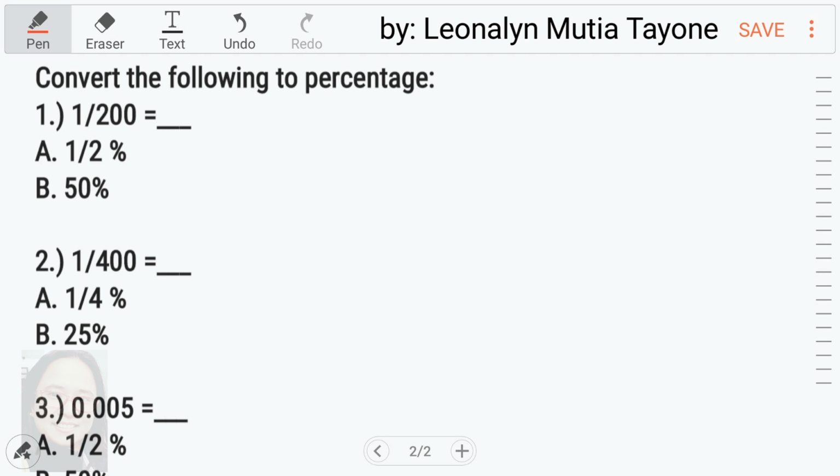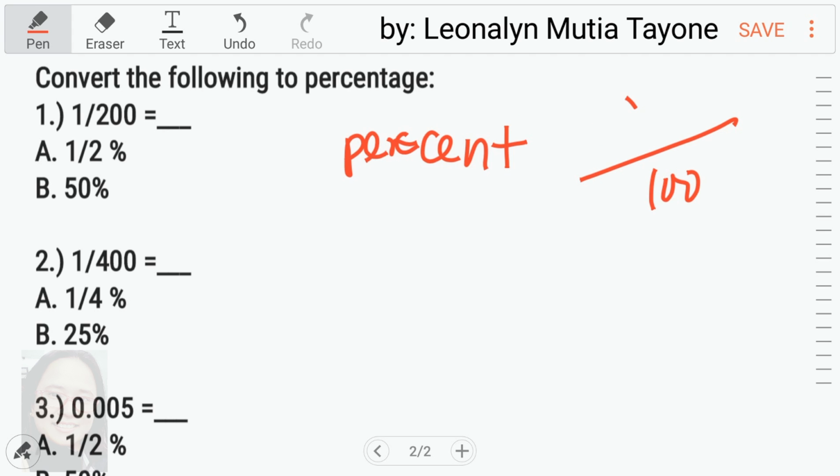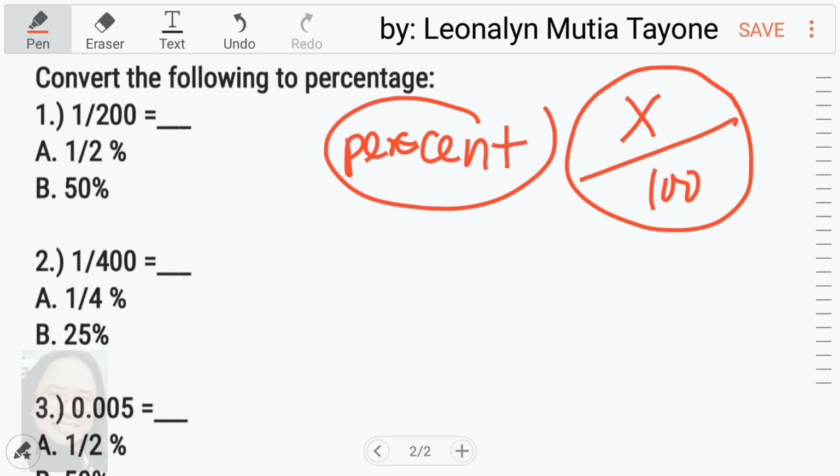When we say percent, ibig sabihin yan per 100. Let X be that number per 100. Yan yung ibig sabihin ng percent.